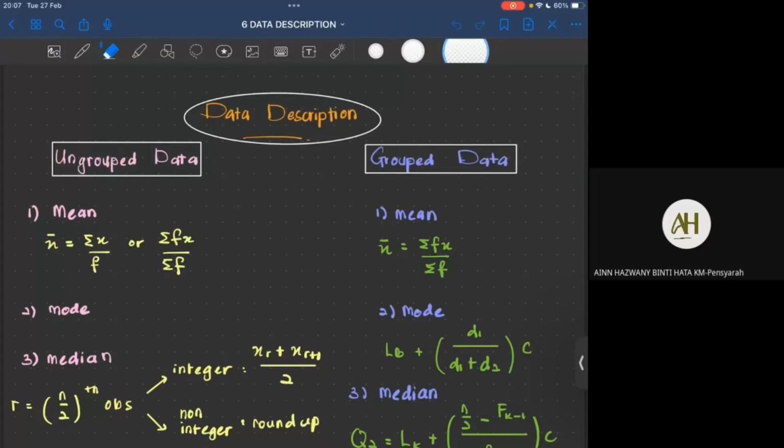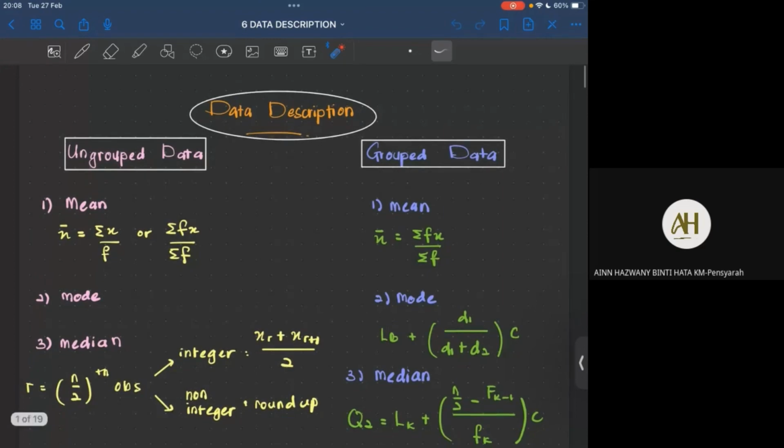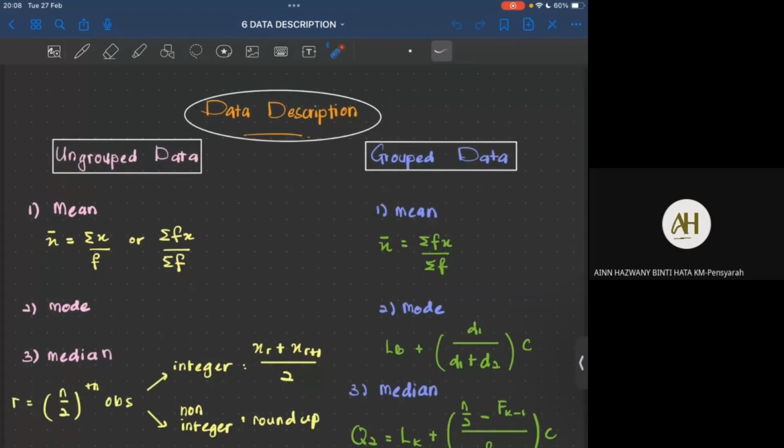Okay, 3 subtopik which kita akan berkenalan dengan introduction of data, and then we are going to see measures of location, and then we are going to see measures of dispersion. Okay, apa itu measures of location, apa itu measures of dispersion, nanti kita akan tengok lah. Okay, and the most main part untuk data description terbahagi kepada dua. Kita ada ungroup data dan juga group data.